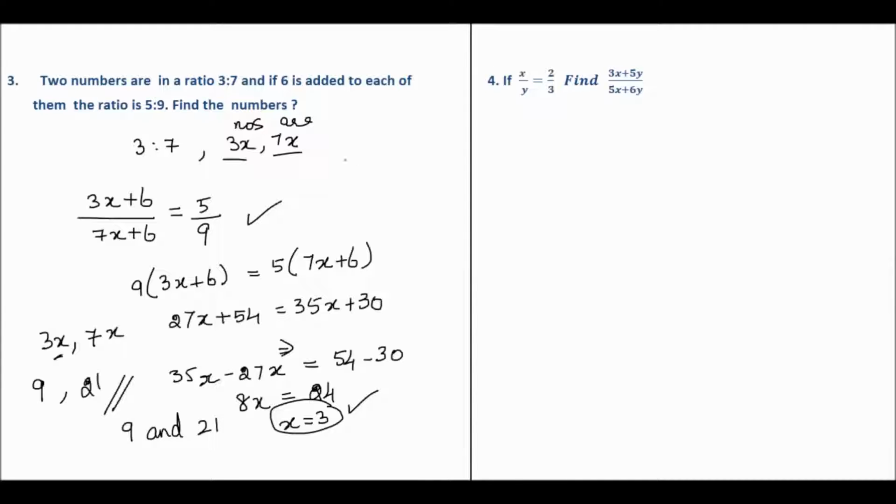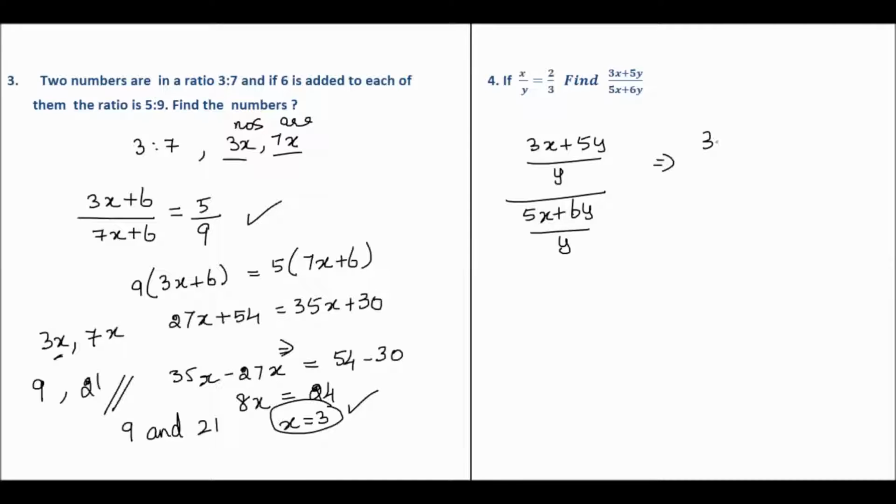In the next problem, they have given that if x by y equals 2 by 3, find (3x plus 5y) divided by (5x plus 6y). We can also use a normal method, but by the term of ratio, we know that any ratio can be multiplied or divided by the same number. So in this question, in 3x plus 5y, I can divide by the same number y. You will understand why I am doing this. Divide by the same number. You can also cancel this so that it will not affect the ratio.